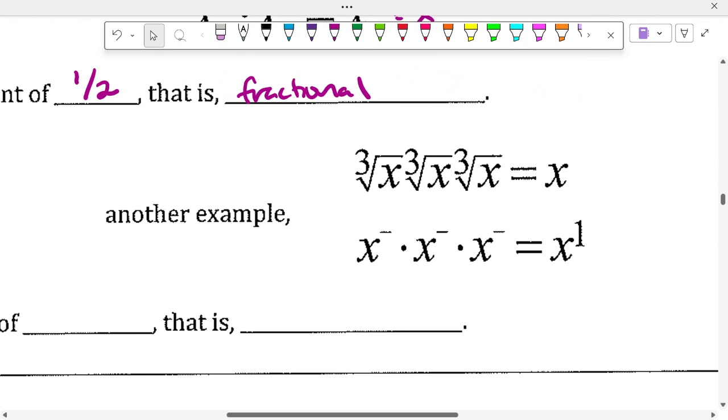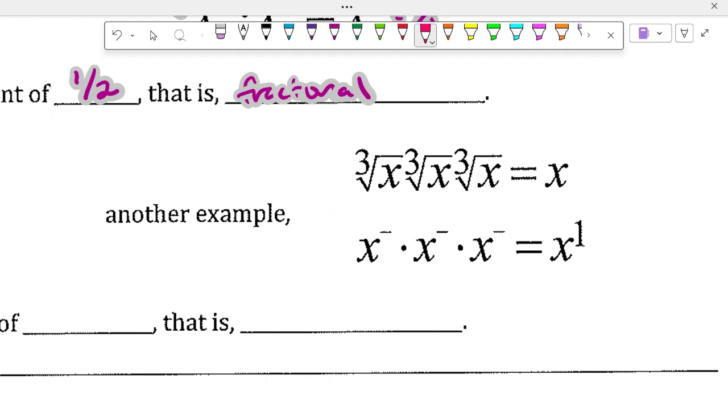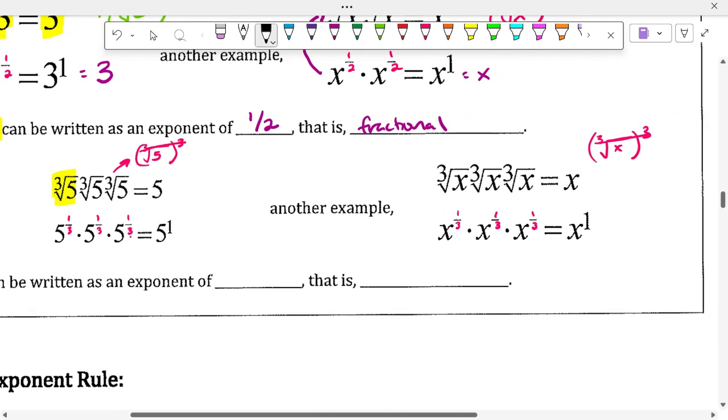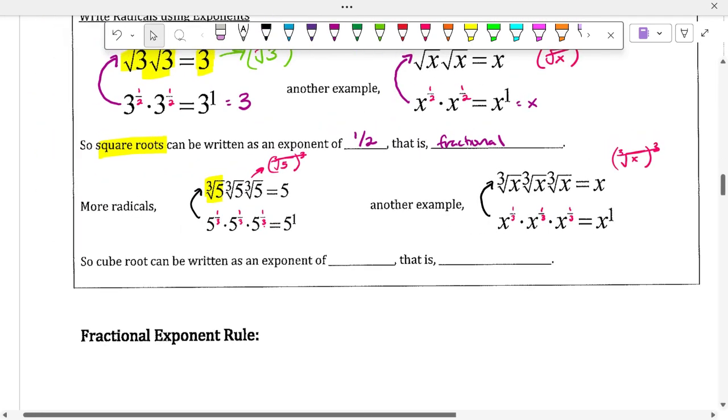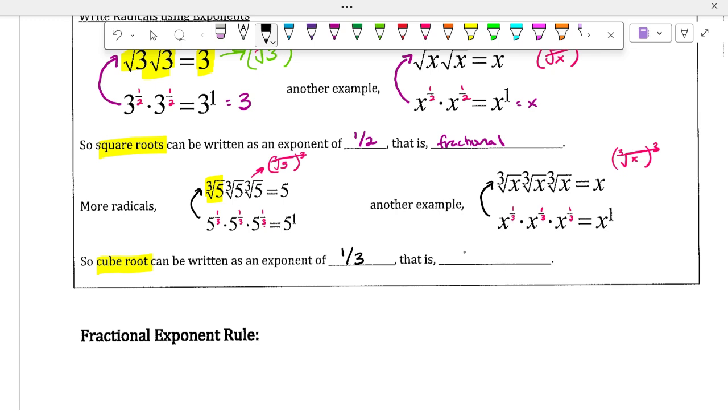Same thing over here. The cube root of x multiplied by itself 3 times is just x. It cancels out. Because again, cube root of x, all cubed, cancels each other out. So we would still do 1/3. And just like with the squares, these give us the exact same thing. So a cube root can be written as an exponent of 1/3, and it's still fractional.